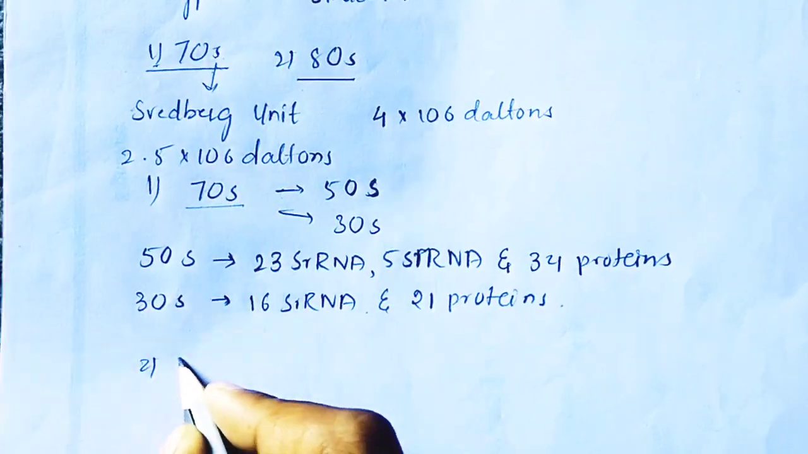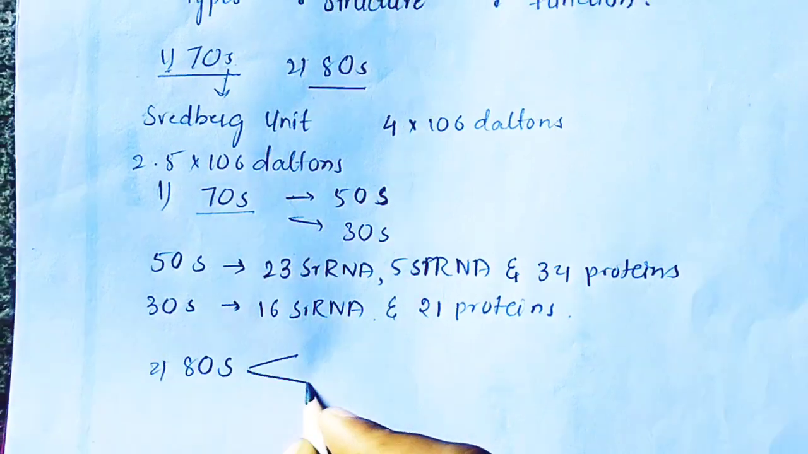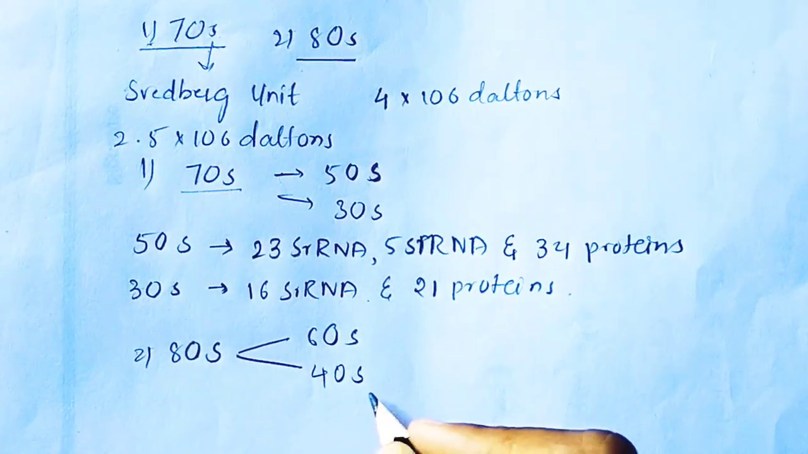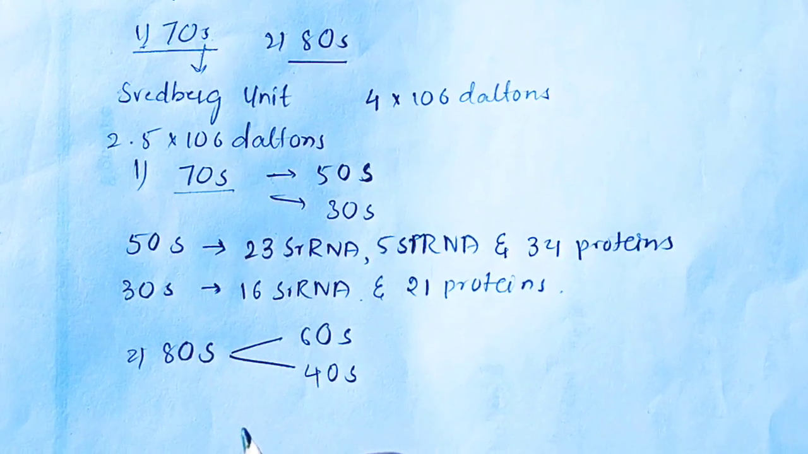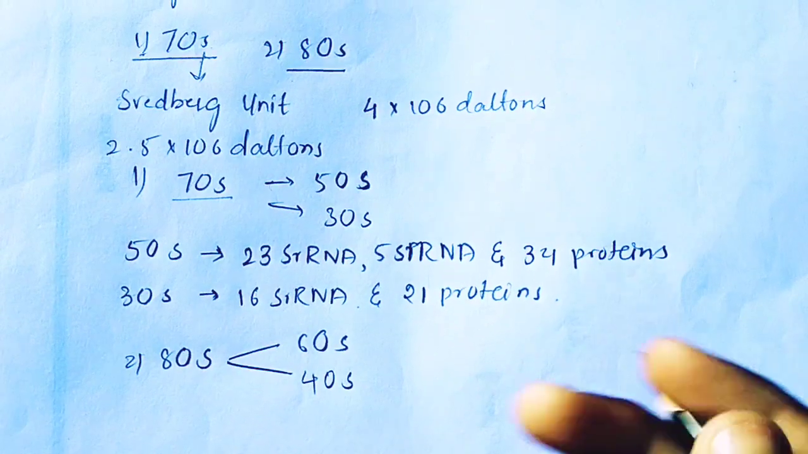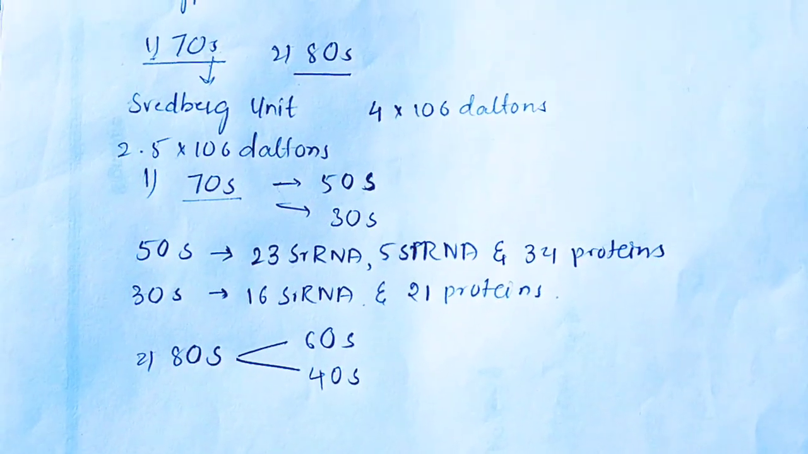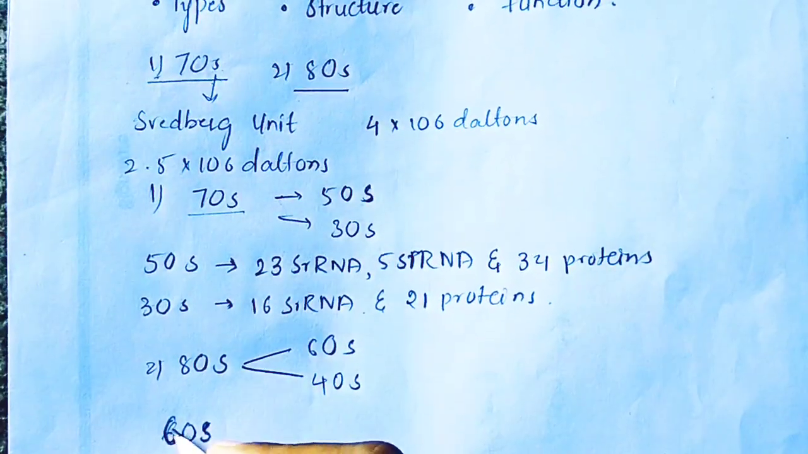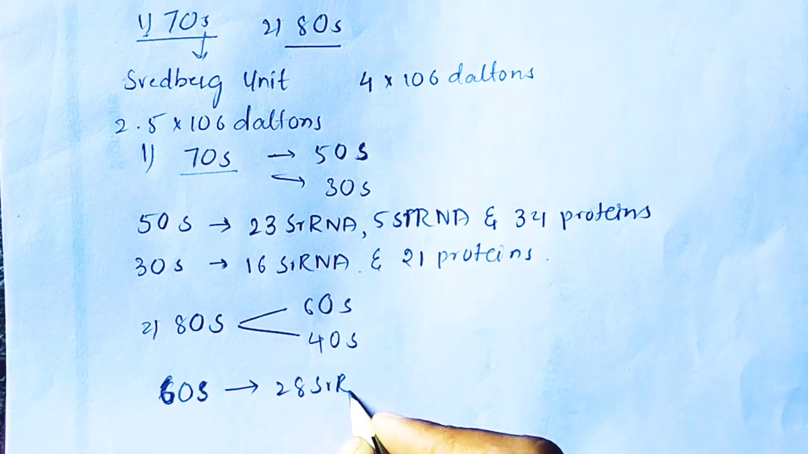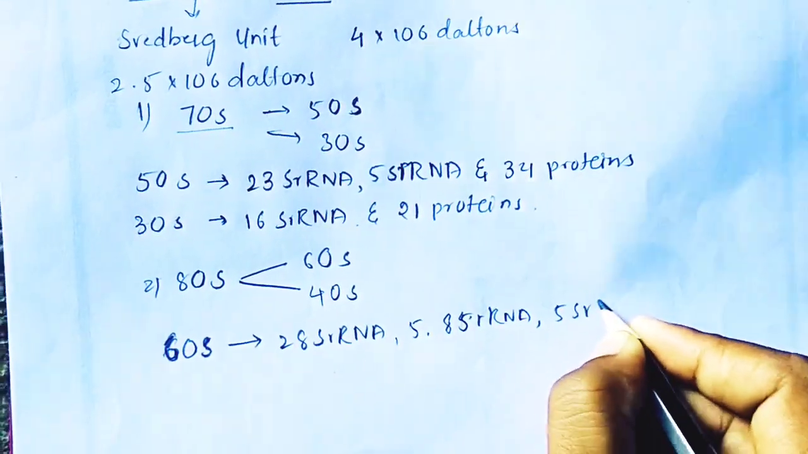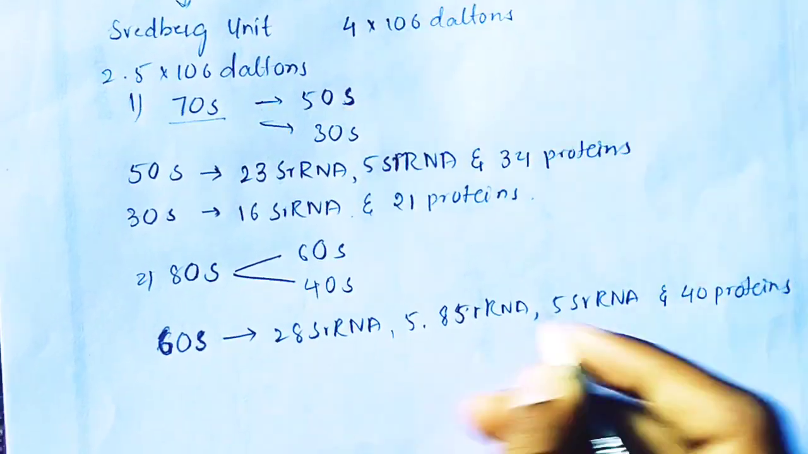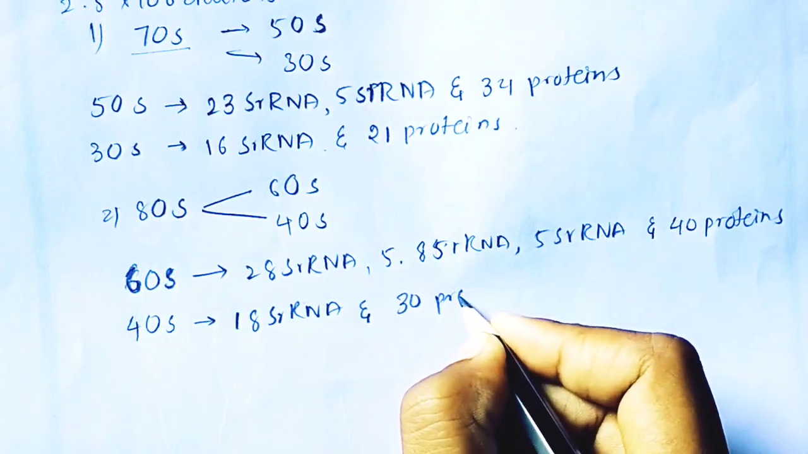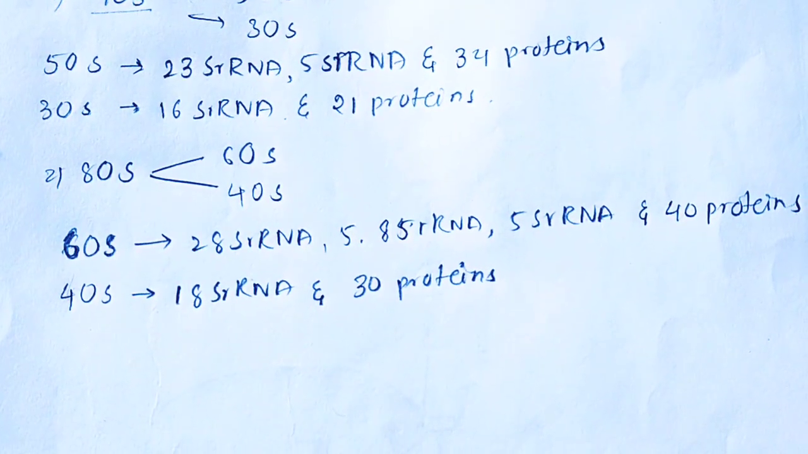When we talk about the 80S ribosomes, they are composed of two subunits, one is 60S, the other one is 40S. The 60S is larger in size compared to the 40S. As we have already discussed, 80S ribosomes are only found in eukaryotic cells. The 80S ribosomes contain rRNA and proteins as in the case of 70S. The 60S subunit of the 80S ribosome is composed of 28S rRNA, 5.8S rRNA, 5S rRNA, and 40 proteins. The 40S subunit has 18S rRNA and 30 proteins. So these are the types of ribosomes depending upon size and sedimentation.